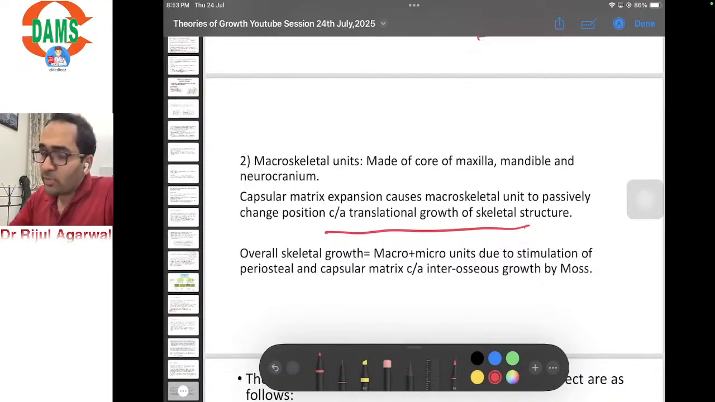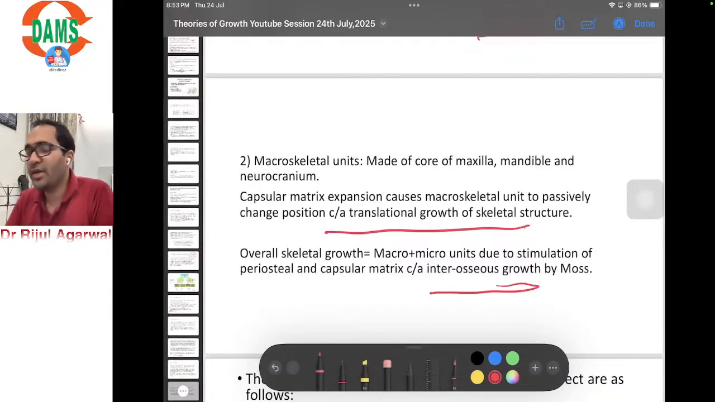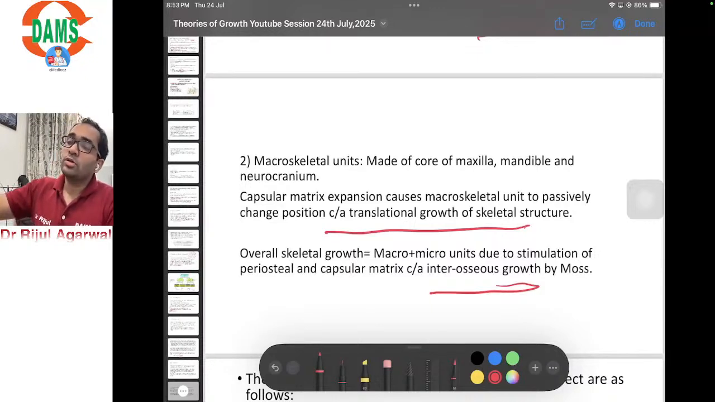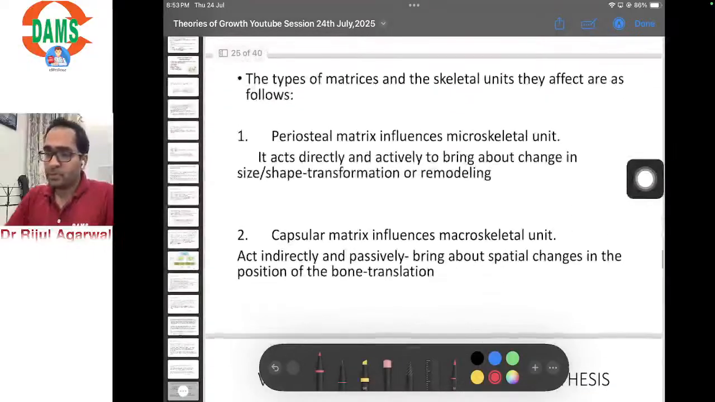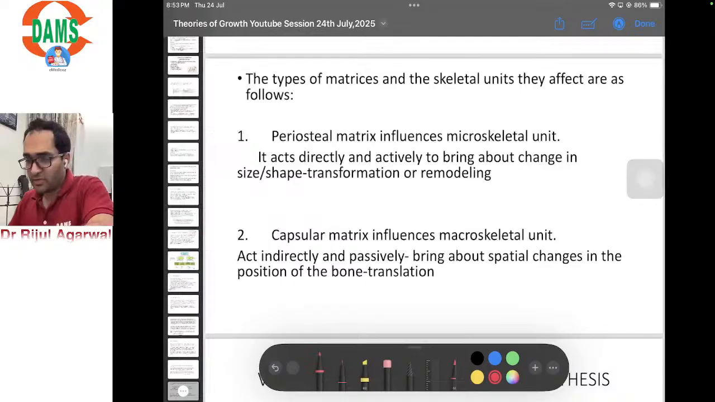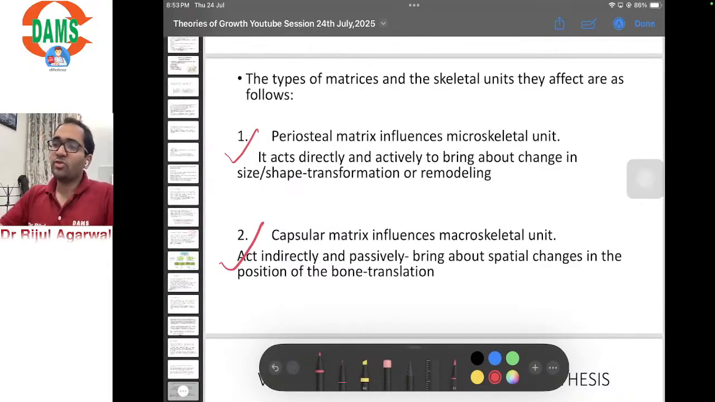Okay, so as I was coming back to my topic, overall skeletal growth occurs through the role of macro plus micro units due to the stimulation of the periosteal and capsular matrix, known as intraosseous growth by Moss. Inter means between, intra means within. So within the bone growth, the coronoid's own growth is through the periosteal matrix, likewise the condylar process and all. But expansile growth within the bone is through the role of all of these. So that's the summary which I want to write. If you want to solve MCQs, this slide is enough, and if you want to understand, then the points explained before this should be clear. If those are clear, these are just a matter of reading. If anyone has any doubt, please do tell, otherwise I'll move ahead.